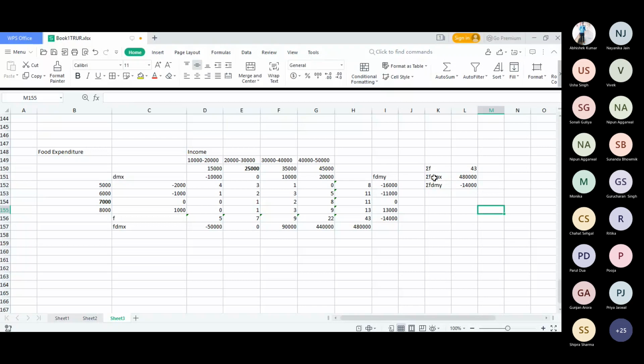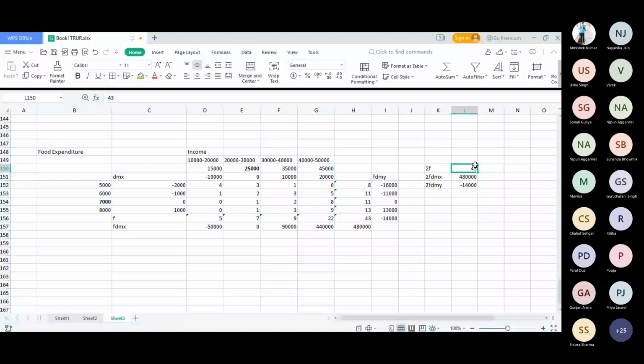We have already calculated summation f dx dy. So that we'll be calculating maybe a little later. Now comes to the denominator. The denominator requires, again first, sigma f. So sigma f we have already calculated. Next term we want sigma f into summation of f dmx square. So first you have to calculate dmx square.